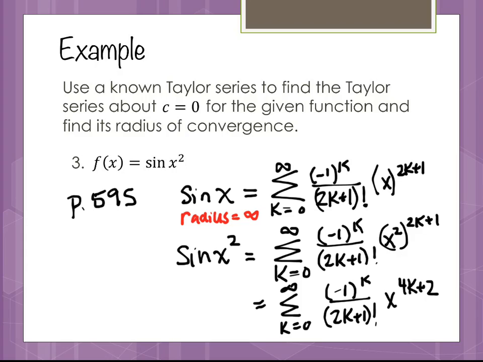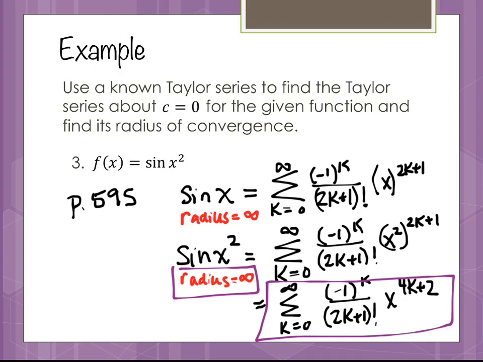Okay. So what's going to happen if the x value is allowed to go from negative infinity to infinity? How's that going to change for our function? It won't. It'll be the same thing, exactly. So my radius is also infinity. So this set of problems is really clean. It's just I'm using that table on page 595 to identify the pieces that correspond. Any questions on this one?